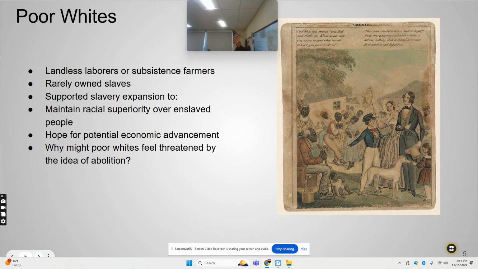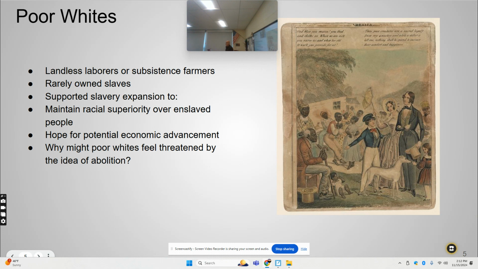So if you were a poor white Southerner, you're not going to have a heck of a lot of education. You're not going to have a formal education. You're not going to have a heck of a lot of opportunity for work outside agriculture. So your hope is that you can one day be in a position to purchase a slave or to purchase multiple slaves to increase your station or your standing in Southern life. And we'll go back to our topic from a moment ago. Why might poor whites feel threatened by abolition?